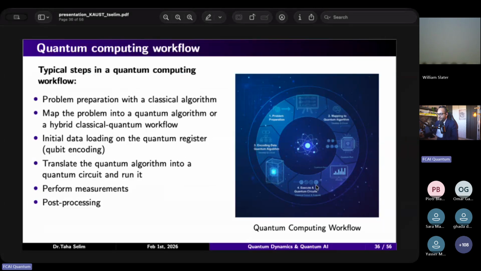Okay, so how do we project our thinking into the quantum computer? Typically, we need to prepare a problem with a classical algorithm, and then this problem is translated into a quantum algorithm or a hybrid classical quantum workflow. Once this has happened, you need to think about how to initialize data. Do you need to have predefined data for your system? This data has to be loaded into the qubit system or the quantum register first. Then you can translate your quantum algorithm into a quantum circuit and execute it, and then you perform the measurement.